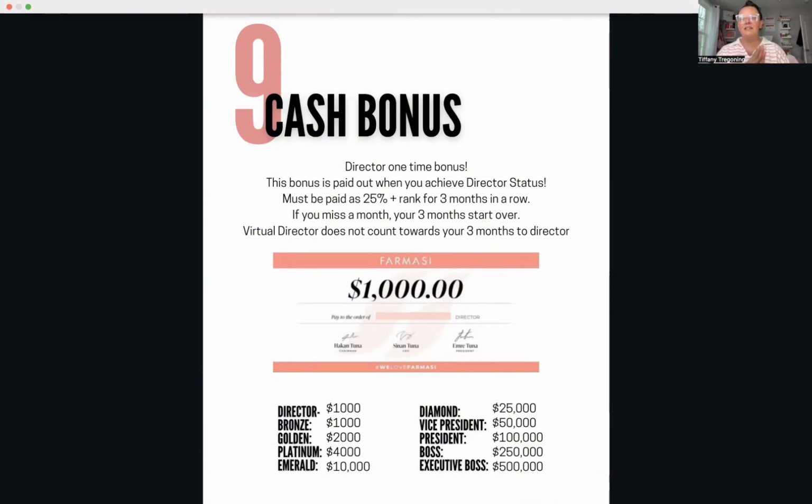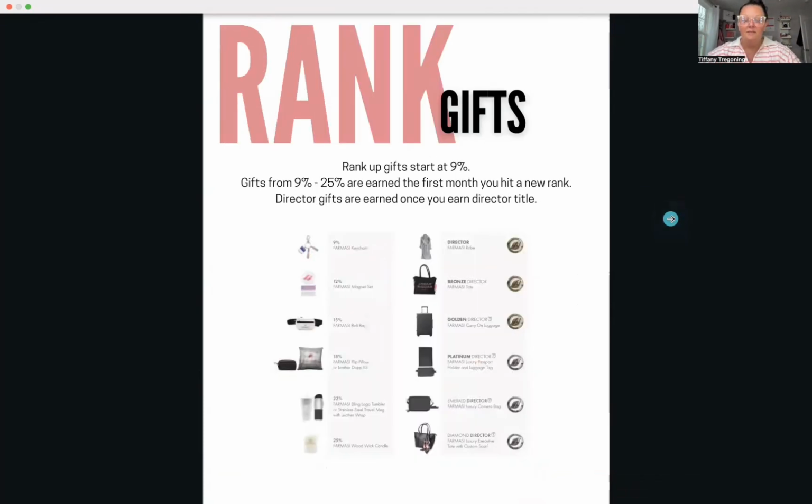This doesn't affect your regular paycheck at all. It is just a one-time cash bonus. Once you earn that, the next cash bonus you're going to earn is when you rank up the next time. Okay, and then these are also some rank gifts that you're going to get along the way as well.